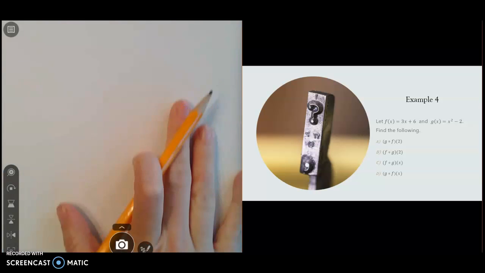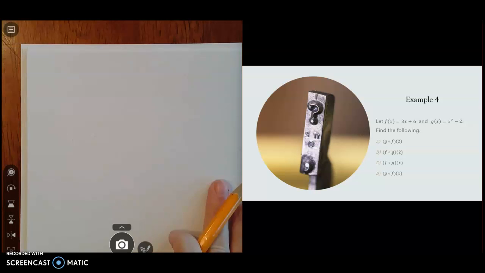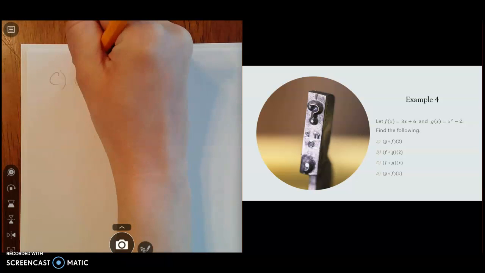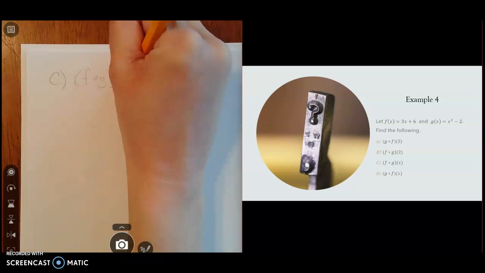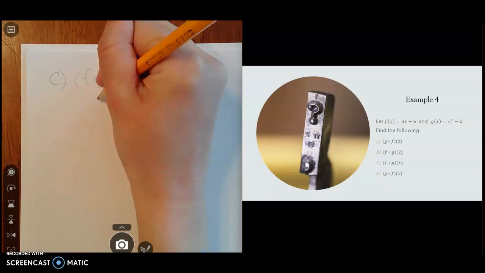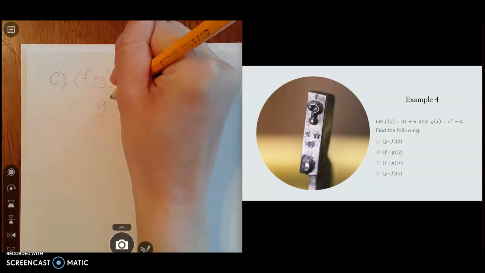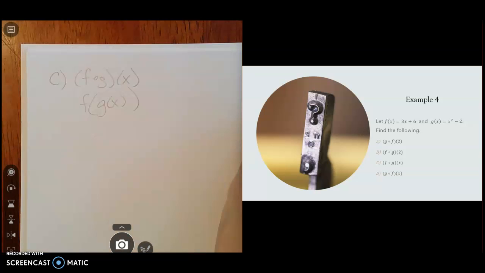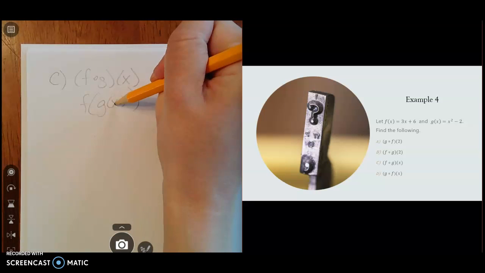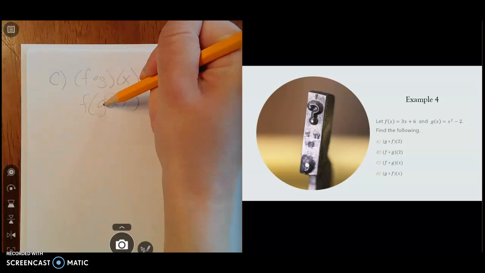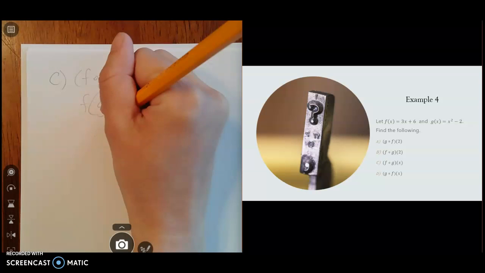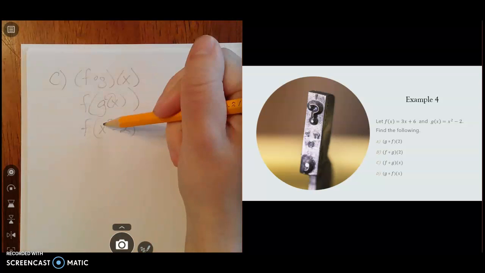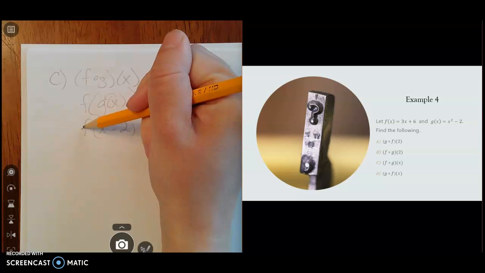Next up, what about just a generic x? What if we weren't just putting in a number? What if we wanted to keep it as an expression? So we're going to do f of g of x first. That's the same thing as we're going to do g of x, and we're going to put that into the f function. So that's f of g of x. All right, starting on the inside, the x is going to get put into the g function. So putting the x into the g function, that's x squared minus 2. So now we're really doing x squared minus 2, and we're putting that into the f function.